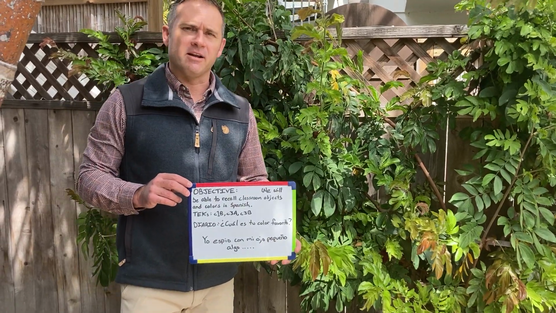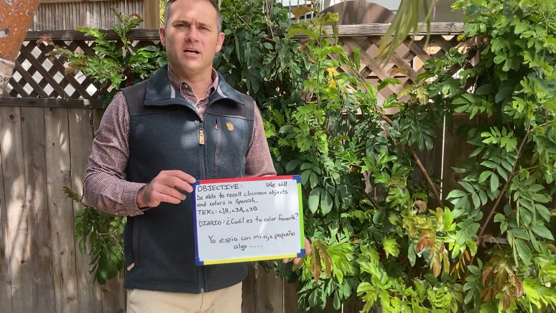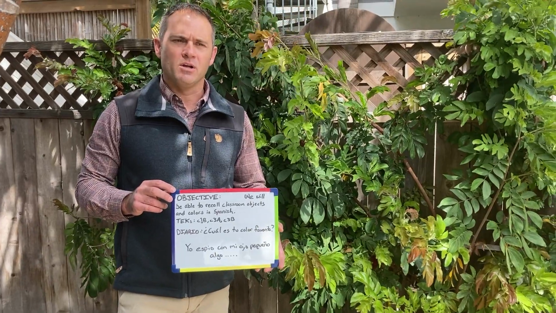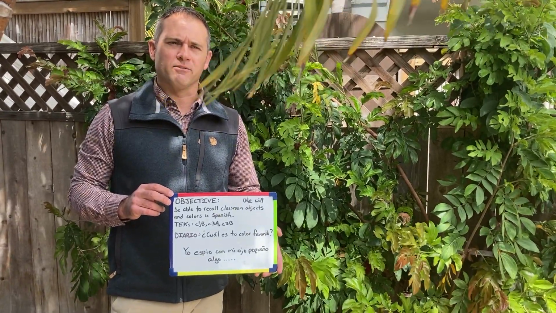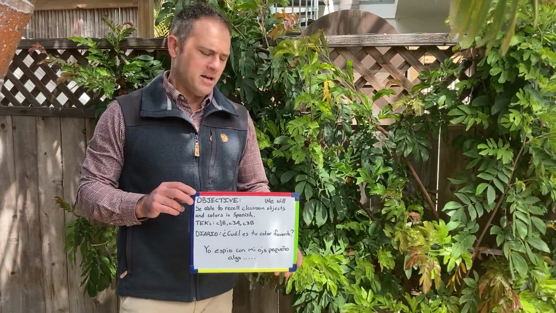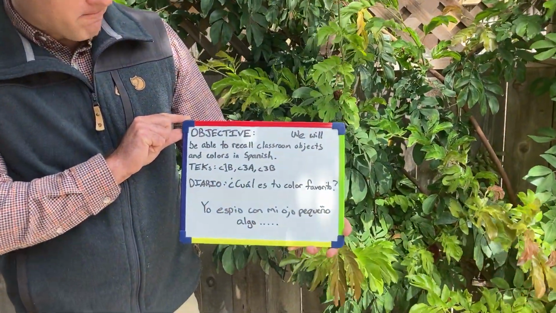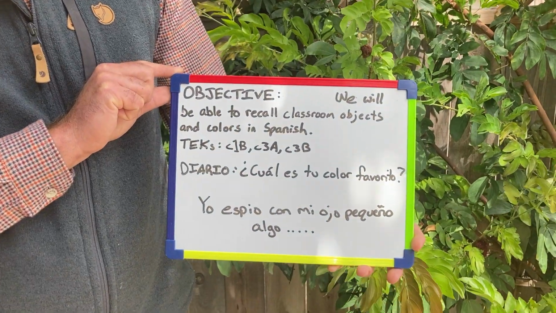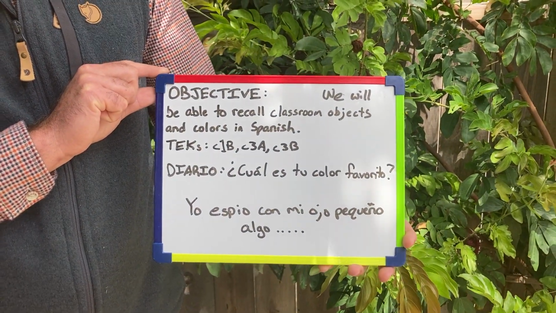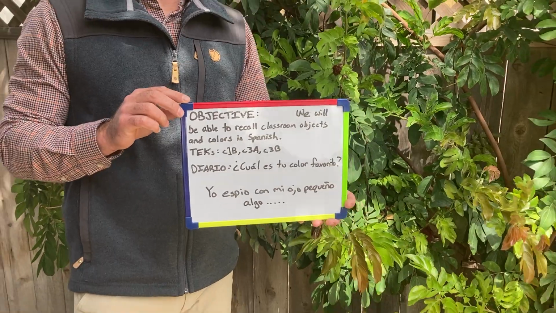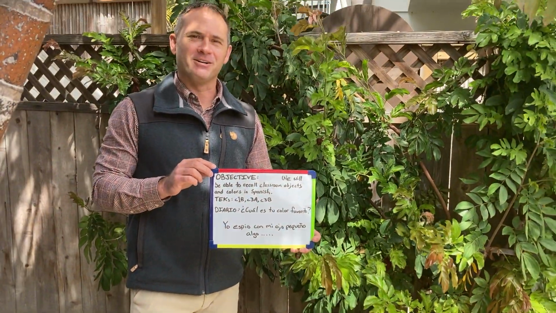So first off, obviously every lesson is going to start with an objective. Let's talk about what we want the students to be able to do, and then we're going to frame our lesson around that. Our objective today is: we will be able to recall classroom objects and colors in Spanish. And when I say we, obviously me as the teacher, hopefully, and our students as well.